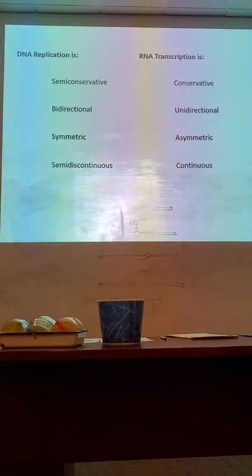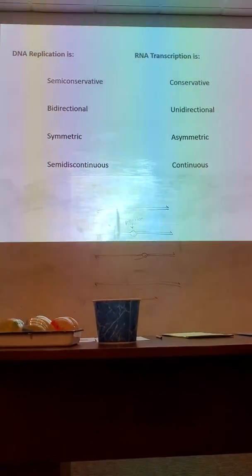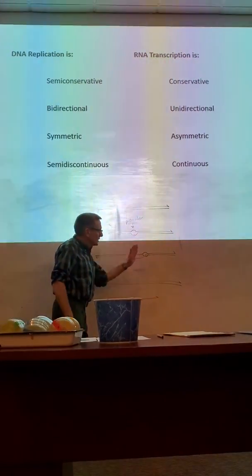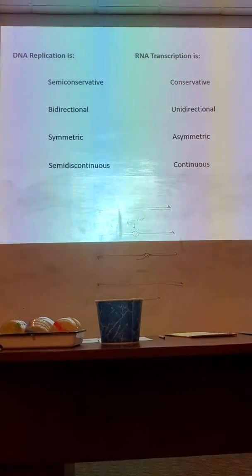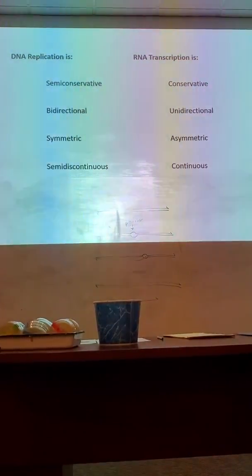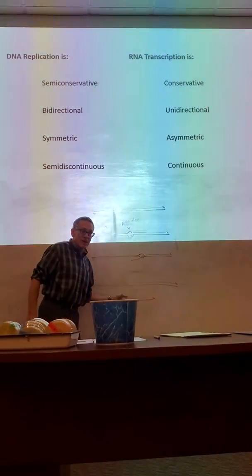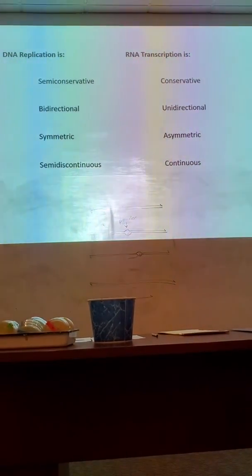When did we finish replication? When the whole genome was done. What are we doing here? We're transcribing one gene. How often did we replicate? Once per cell cycle, the whole genome, once. How often do we transcribe? Well, if a gene is what we call on, we might transcribe it many thousands of times a minute. Boom, boom, boom, boom.